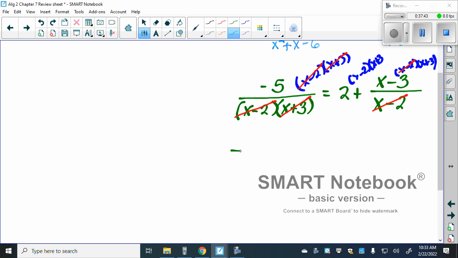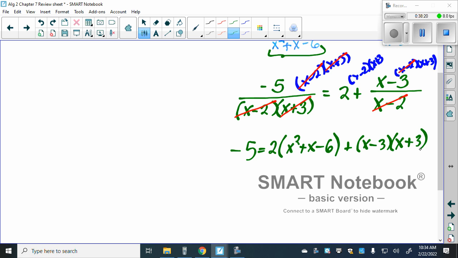Now when we do that, we get left with negative 5 is equal to here 2 times x squared plus x minus 6. Now we could have done that in our head, but where did we get the x plus 3 and x minus 2 from? Right there, x squared plus x minus 6, as we factored it to get that. Okay, well, not too bad to go backwards and just put it back together. Plus, here we have x minus 3 times x plus 3.